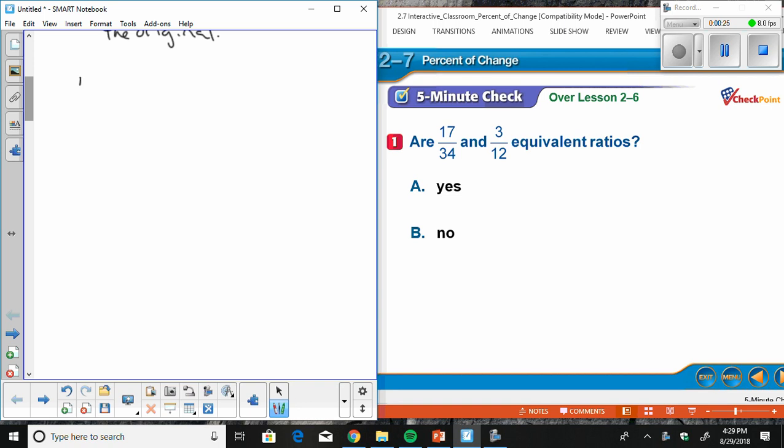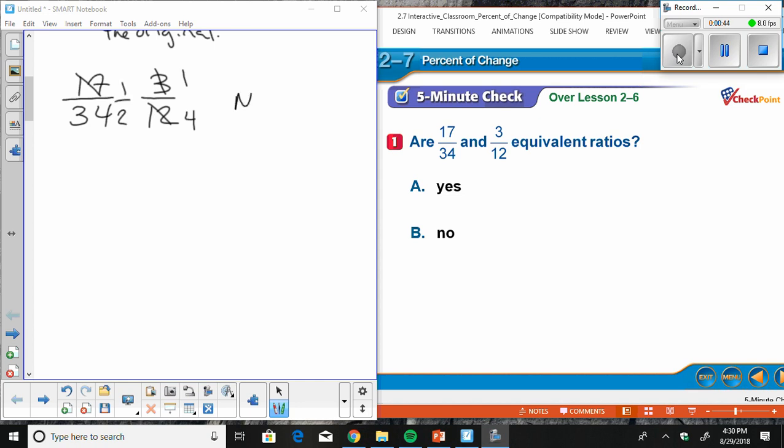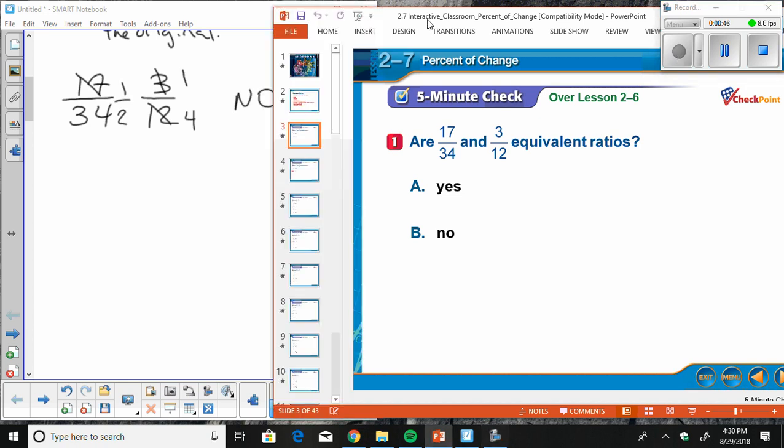17/34 and 3/12. We would reduce down. 3 divides by 3 once and into 12 4 times, so we get 1/4. 17 goes into 17 once and into 34 twice, so these are not equivalent ratios.